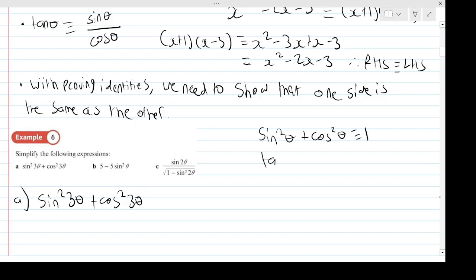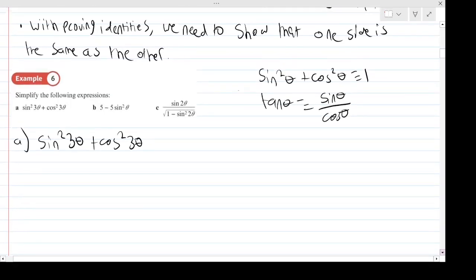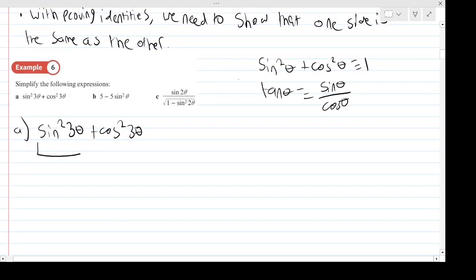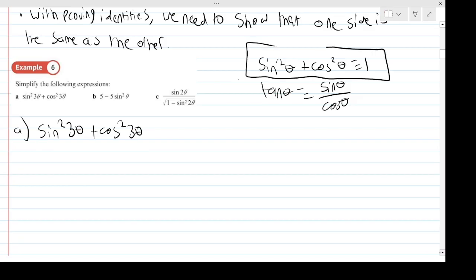These two identities. Okay, and we're going to need to use them in these questions. So firstly, this one, sine squared 3 theta and cos squared 3 theta. Now, hopefully it's ringing alarm bells that it looks very similar to this one, right? But you're probably thinking, well, there's a theta there, but I've got a 3 theta. Hang on, what do I do?